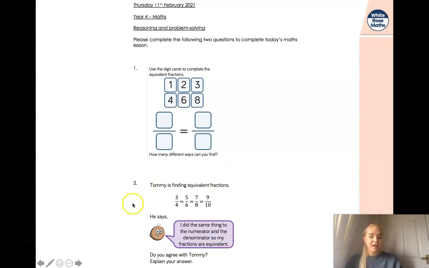Your second job today is Tommy is finding equivalent fractions, and he said that I did the same thing to my numerator and the denominator, so my fractions are equivalent. Are they? Do you agree? Remember to explain and actually think, well, what has Tommy maybe done incorrectly? What should he change?